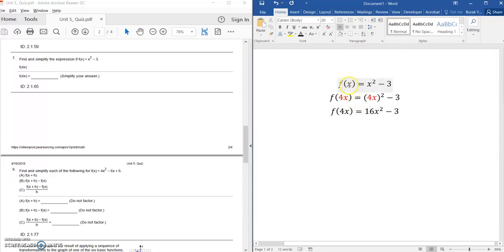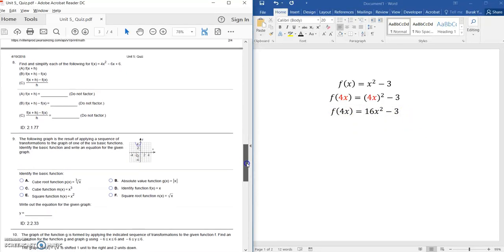So what we do is basically wherever you see x, and it's right here and there, just replace it by 4x. So on this side, instead of x squared, we have 4x, and it should be inside parentheses, squared, minus 3. It's important that you put the 4x inside parentheses, otherwise you won't be squaring 4, which you should. So 4x squared is 4x times 4x, which is 16x squared, and then you still have that minus 3. So this is your answer, 16x squared minus 3.